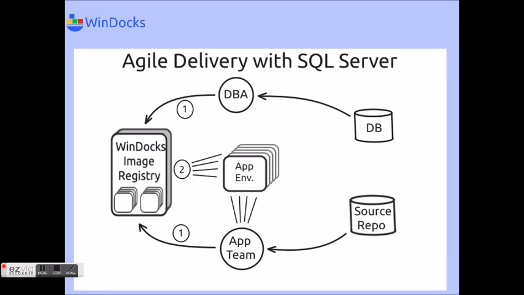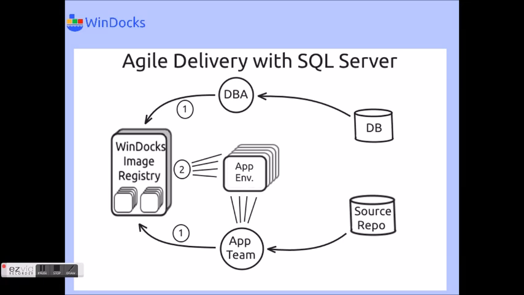We're going to look at how early adopters of WinDocks are using the system to really streamline the work of the SQL Server DBA. The process begins with the DBA providing an update or perhaps a complete database that is saved or committed to a WinDocks image, as shown in step 1. Once that image is saved, WinDocks provides an automated on-demand process to support the application development team.